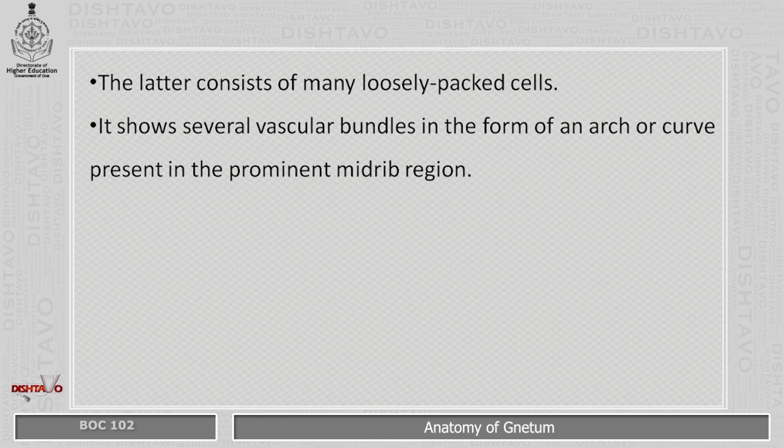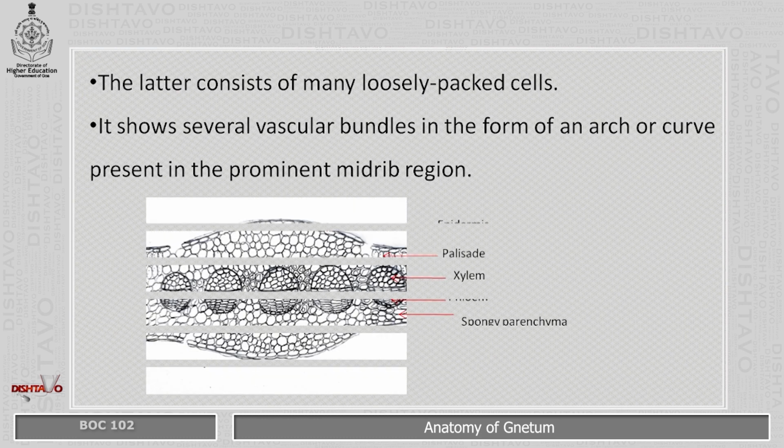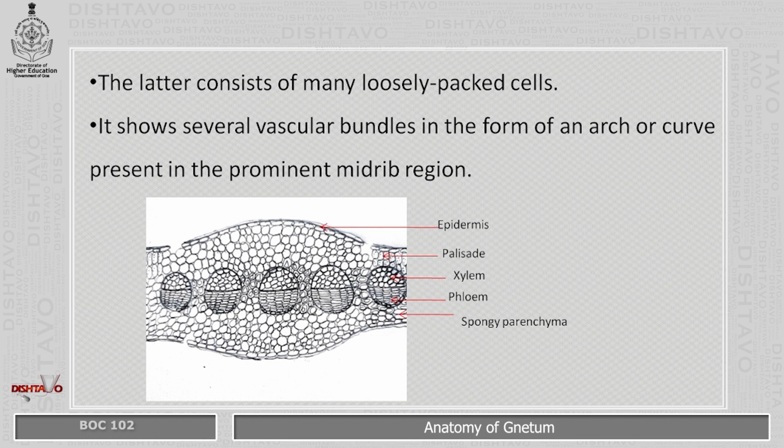The spongy parenchyma consists of loosely packed cells, wherein it shows several vascular bundles in the form of an arch or curve present in the prominent midrib. So this is the section of the leaf wherein we can see the outermost layer being the cuticle, which helps in protection of the inner tissue, followed by single-layered epidermis. Then we can see the palisade layer, which is marked. The palisade layer is a part of the mesophyll tissue which has chlorophyll within it, which helps in the photosynthetic process. Then next we can see vascular bundles which are arranged in a line.